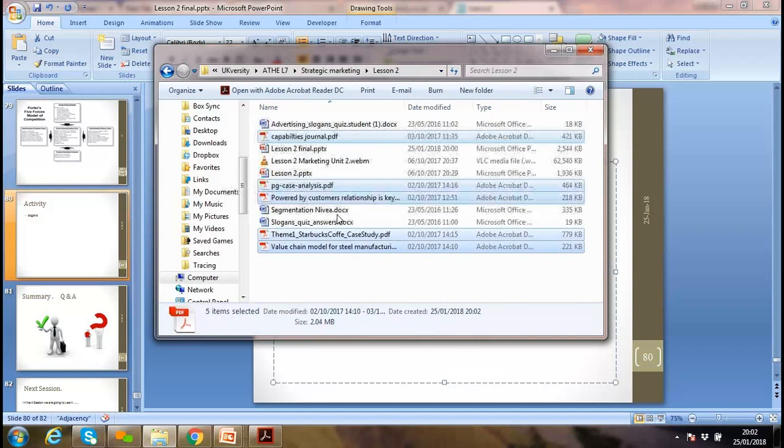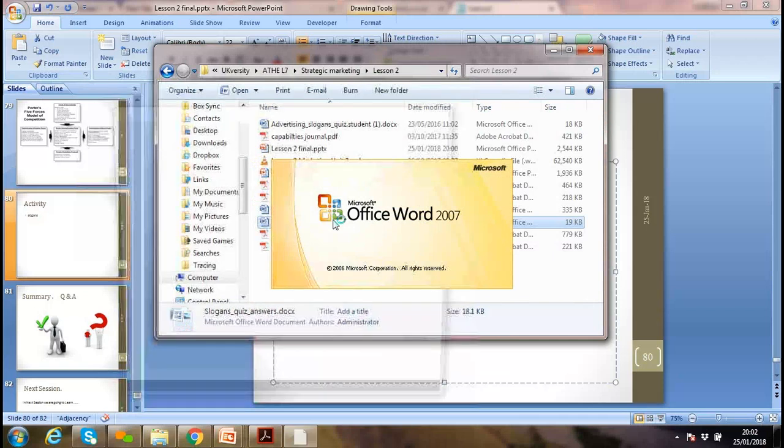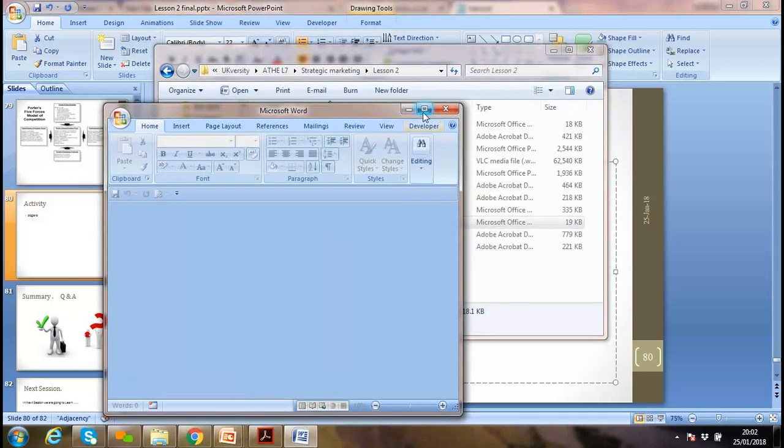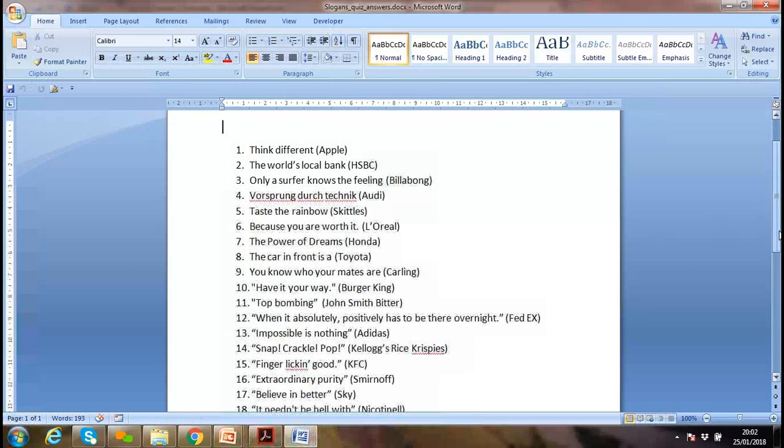Like quizzes, I'll show you. Okay, think. Think Different: Apple. The World's Local Bank: HSBC. So the Taste the Rainbow: Skittles. L'Oreal: because you're worth it. The Power of Dreams: Honda. The car in front is a Toyota.